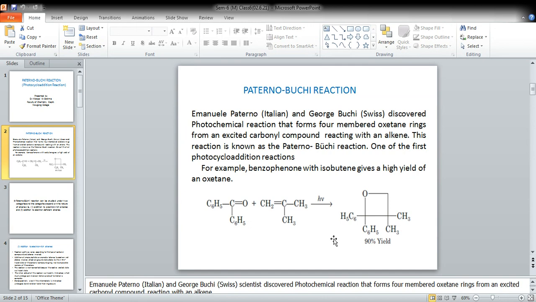Now here in the example, benzophenone is treated with isobutene in the presence of light to give an oxetane. The yield of the oxetane obtained here is very high, 90%. So this particular reaction was performed by Paternò and Büchi. Therefore, this reaction is known as the Paterno-Büchi reaction.